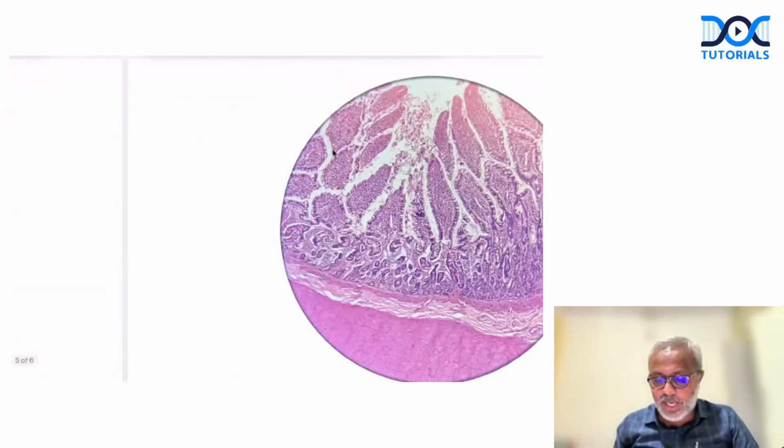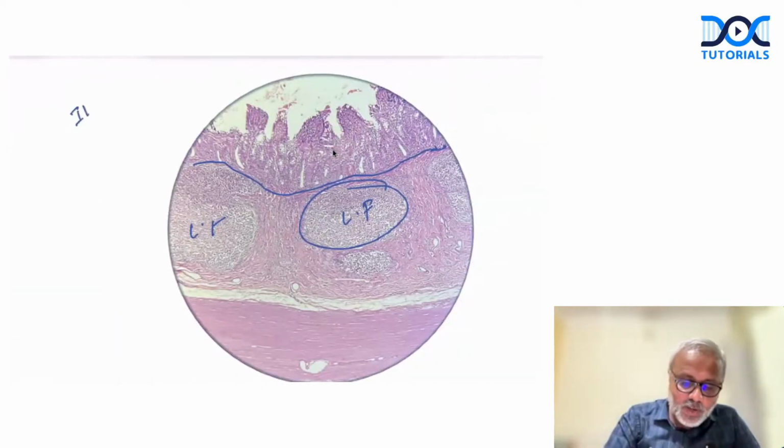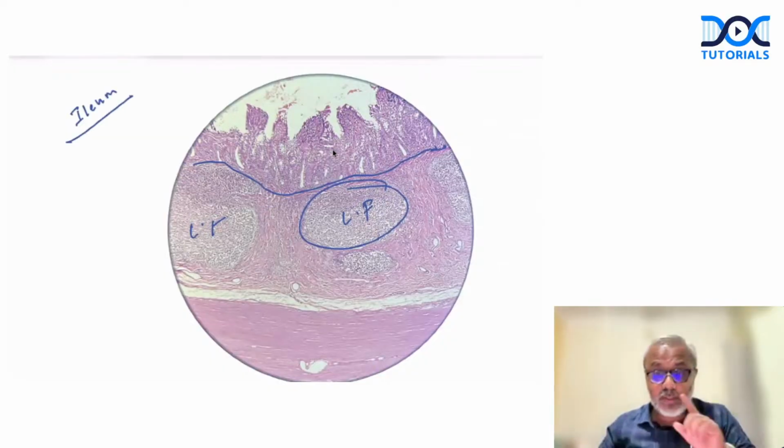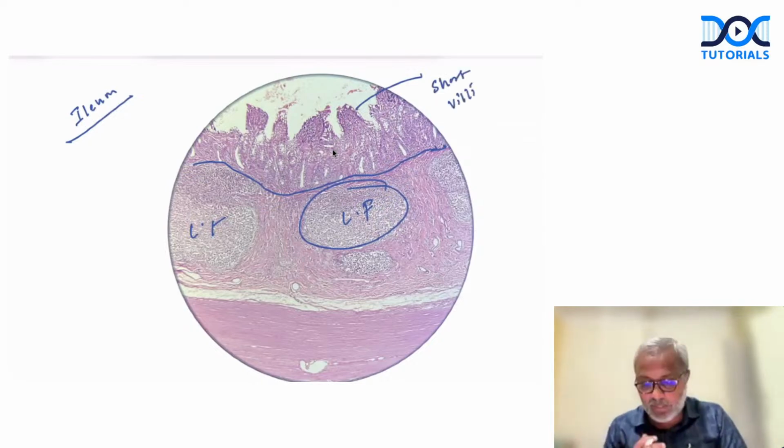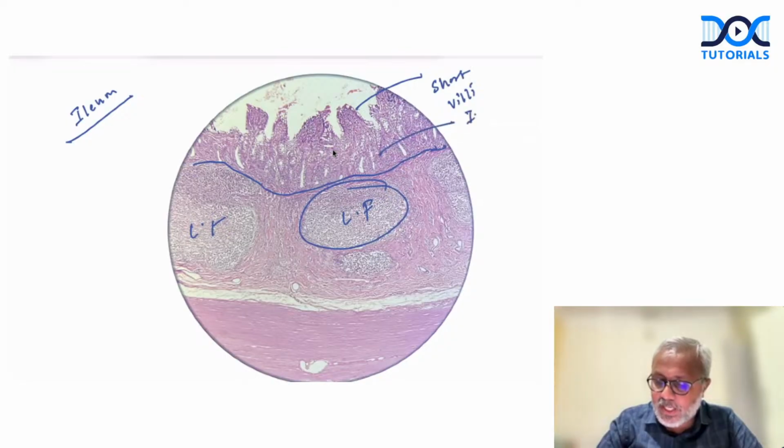We'll go back to the slide of ileum. This is the slide of ileum. How do I differentiate this? We can see short villi, right? Rudimentary villi. Then we can see intestinal crypts. Then we can see Peyer's patches.